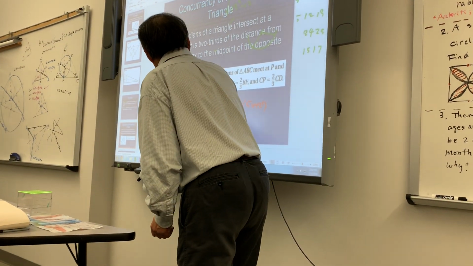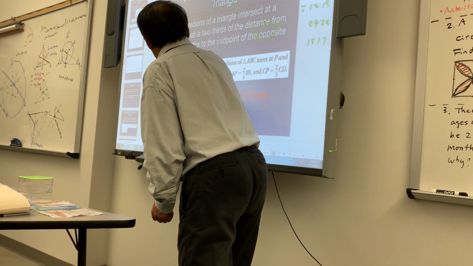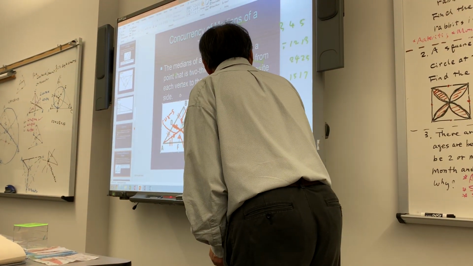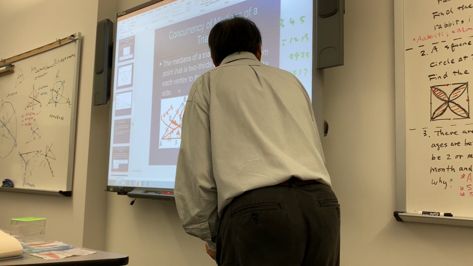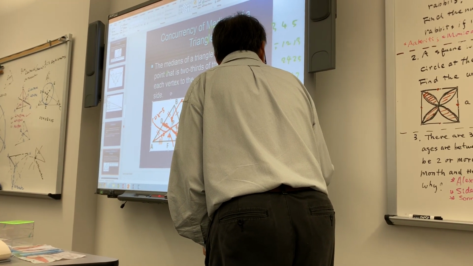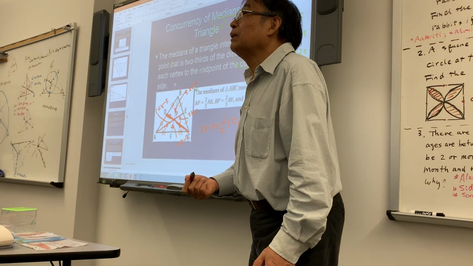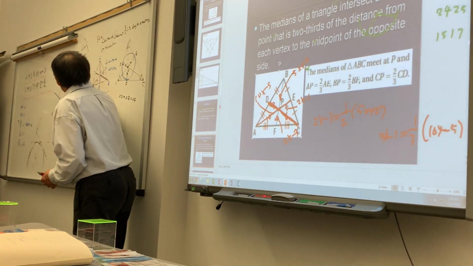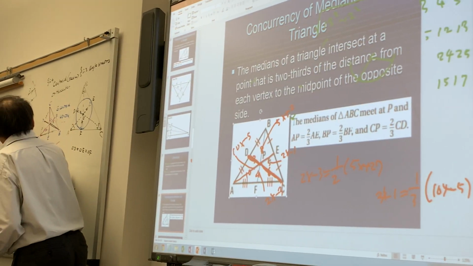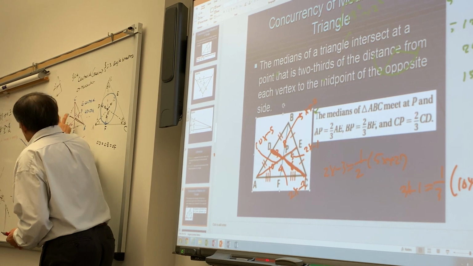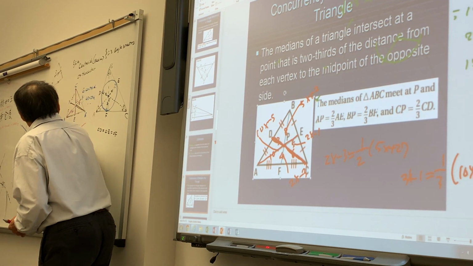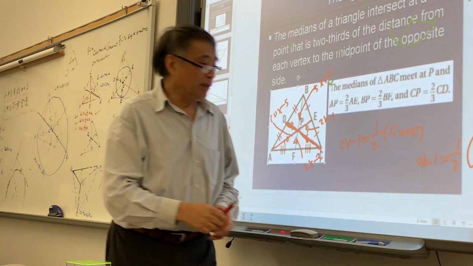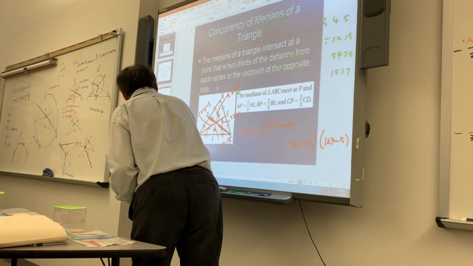If the question told you this is 10x minus 5, this part is 2x minus 1, so you get 2x minus 1 is 1/3 of 10x minus 5. Do you understand, please? So it depends on the question. This is very easy algebra. GF is half of AG. GF is 1/3 of AF. Is that okay?